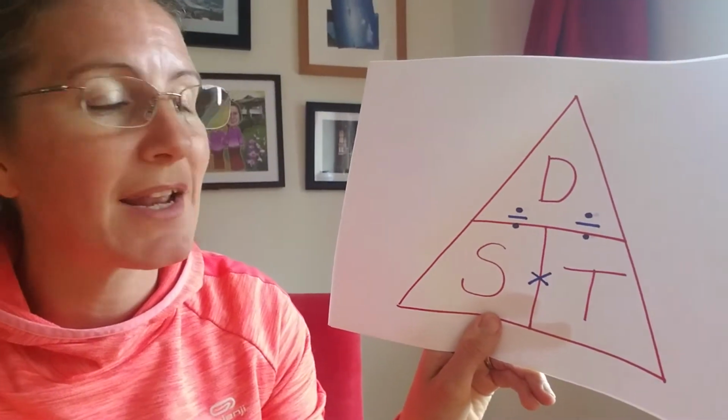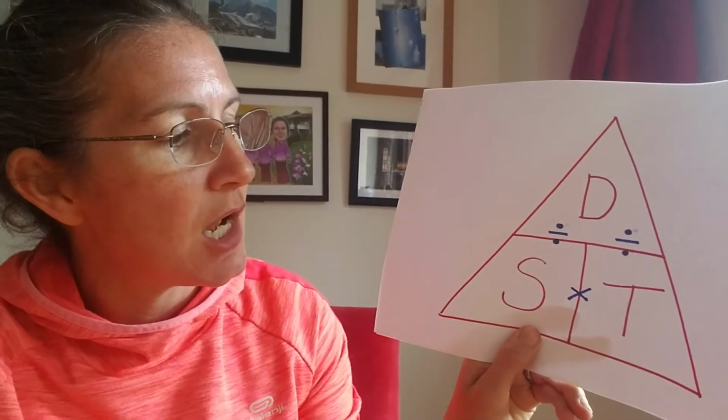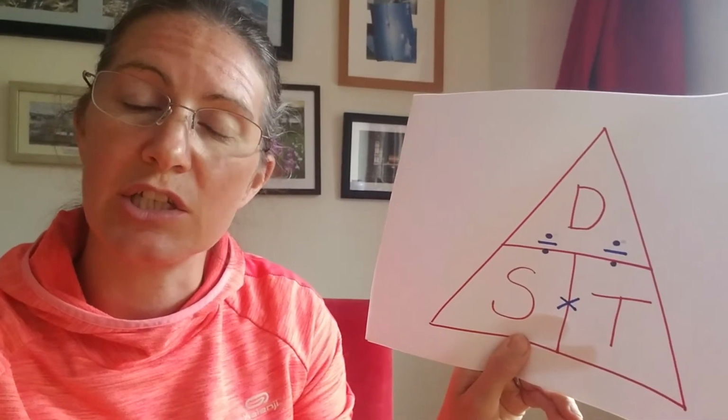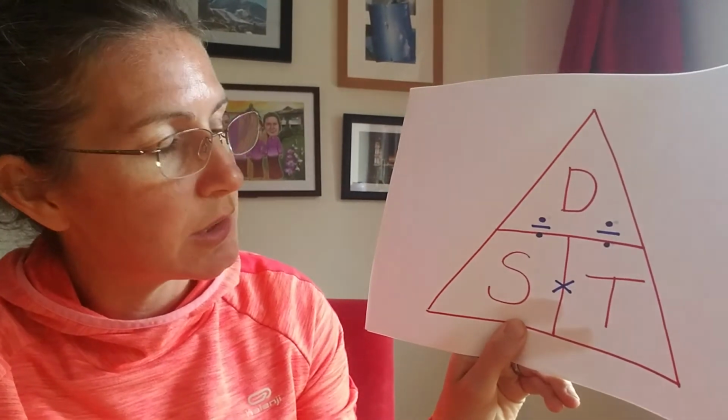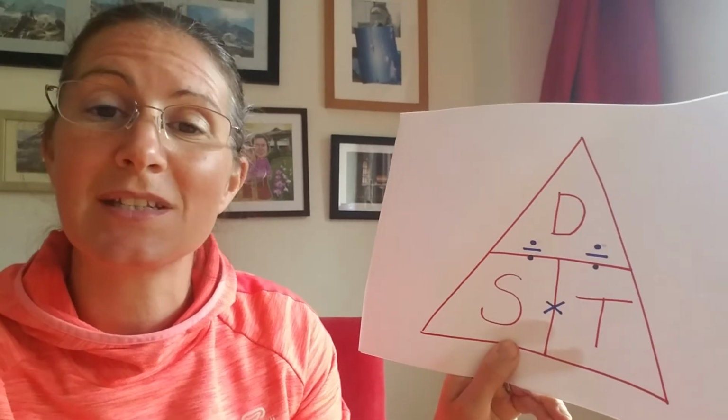Now, we've got this triangle, the formula triangle that we often use in science, especially in physics. So you can see that speed equals distance over time, because the d is above the t. We can use this equation to work out other calculations, other equations. So time equals distance over speed, and distance equals speed times time.